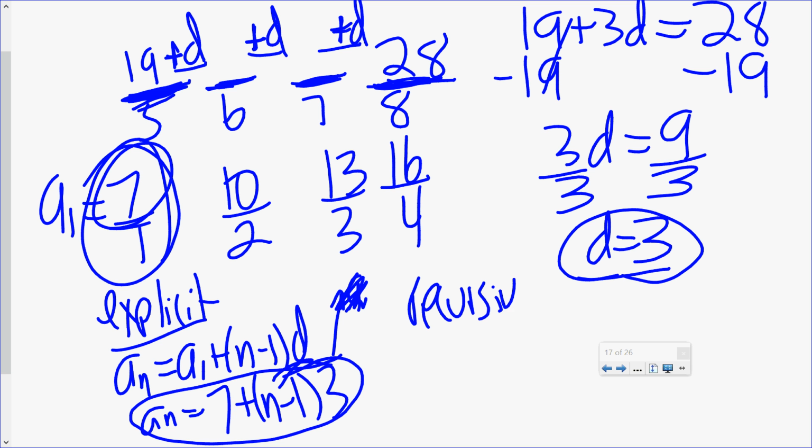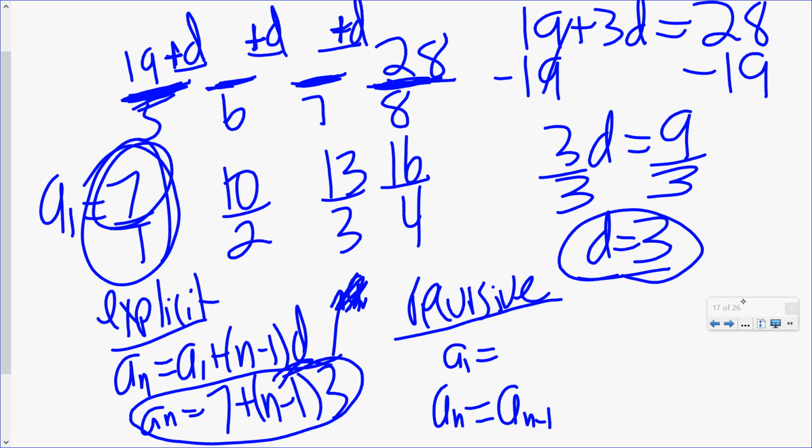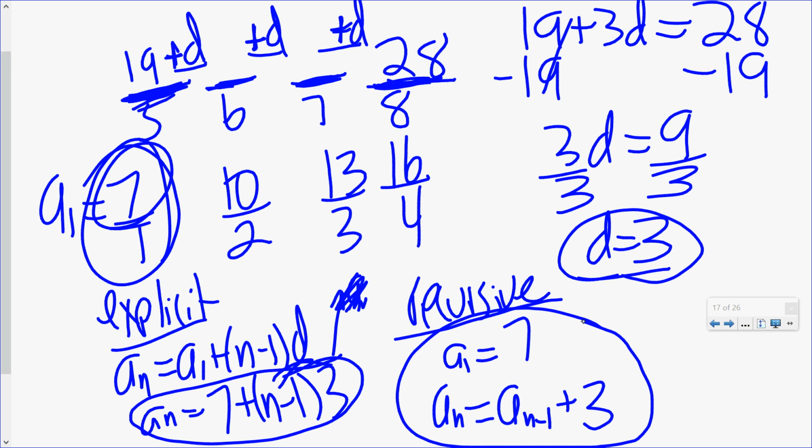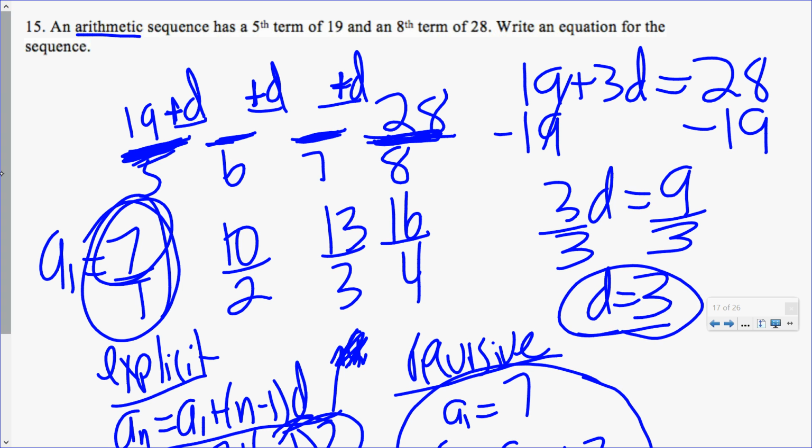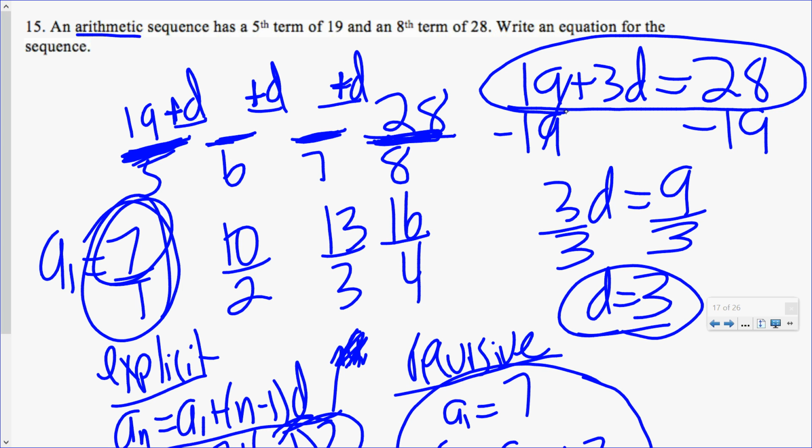Recursive. A1 equals 7, and an equals an minus 1 plus 3. I am adding 3 to the previous term. That's my recursive formula. So when they give you 2 random terms, set them up with spaces apart. If it's arithmetic, put plus d for each missing term. From there, you can come up with this equation. You solve it for d, and then once you have d, you can count backwards to get to a1. There are other ways to do it, but that's the way that I'm going to go with.